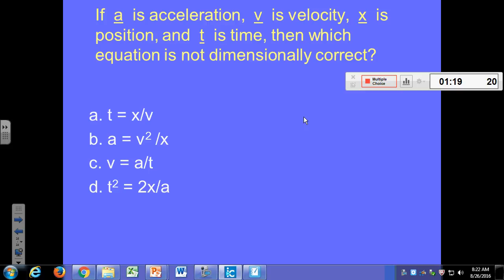Stopping at 1:30, 10 more seconds. I'll go to 1:35.